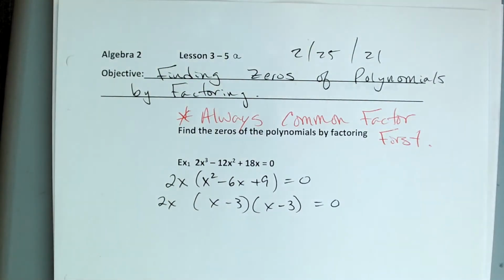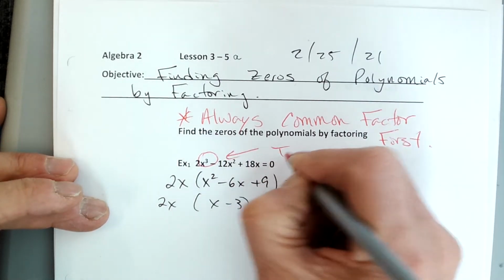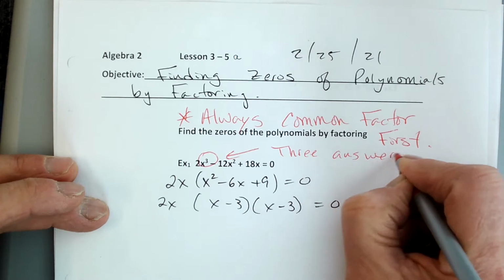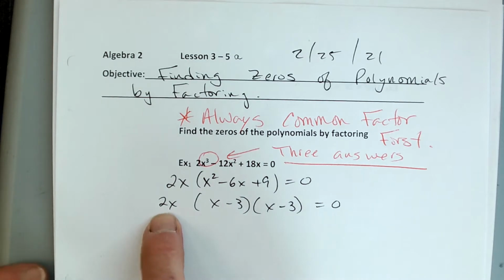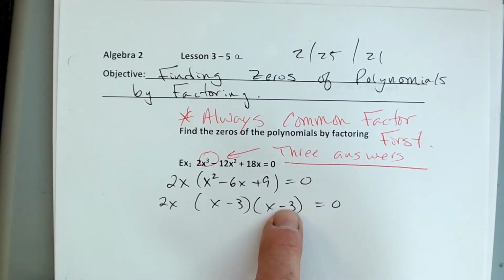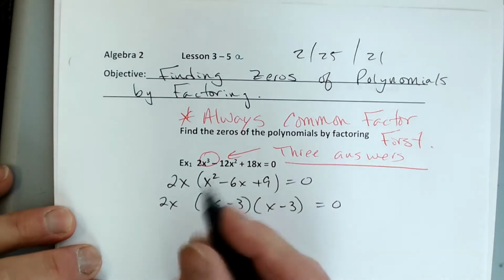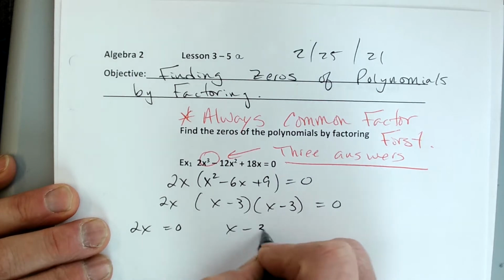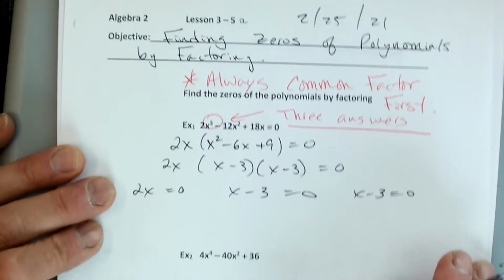And I know for sure that there's got to be 3 answers, right? There has to be 3 answers because it's an x cubed, and we're going to have our little mini equations, and we will get 3 answers. Now, 2 of the answers are going to be the same, but we still get 3 answers, okay? So we have 2x equals 0, x minus 3 equals 0, and x minus 3 equals 0. We're just going to solve our mini equations, right?